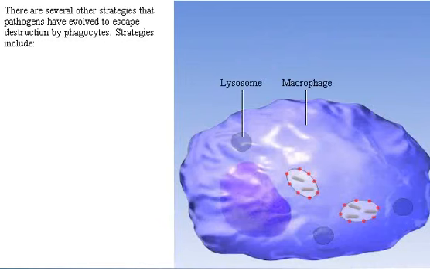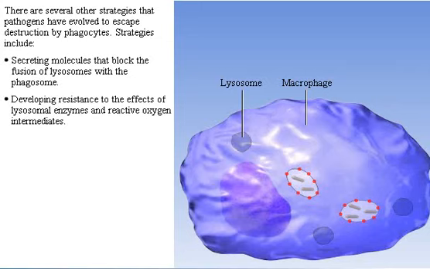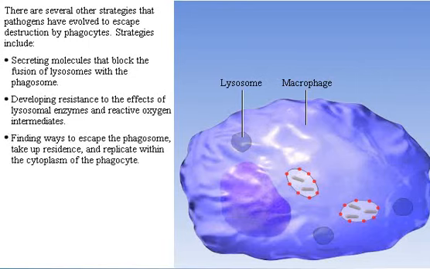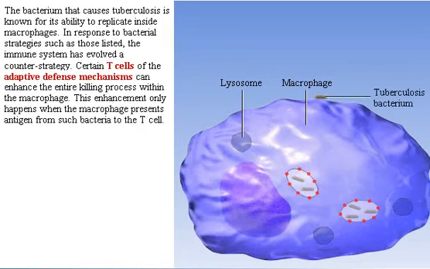There are several other strategies that pathogens have evolved to escape destruction by phagocytes. These include secreting molecules that block the fusion of lysosomes with the phagosome, developing resistance to the effects of lysosomal enzymes and reactive oxygen intermediates, and finding ways to escape the phagosome, take up residence, and replicate within the cytoplasm of the phagocyte. The bacterium that causes tuberculosis is known for its ability to hide out and replicate inside macrophages.